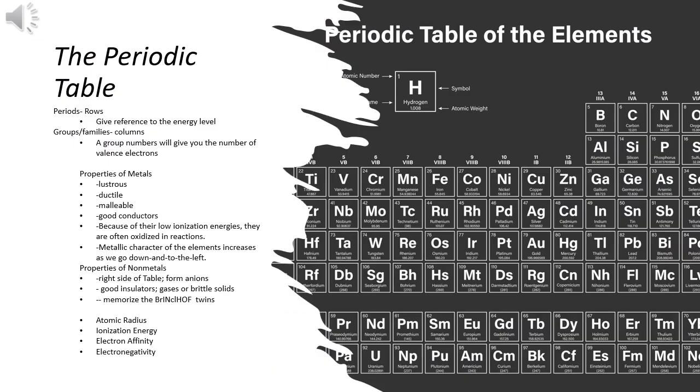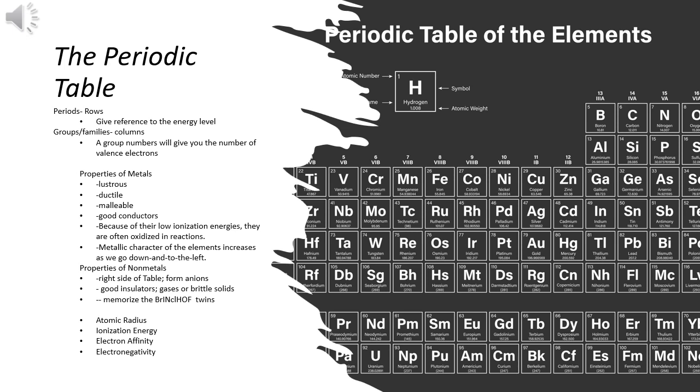The first topic I want to cover is the periodic table. The periodic table is divided up into rows and groups or families. The rows give reference to the energy level, and the groups, or families or columns, are a group of numbers that will give you the number of valence electrons.